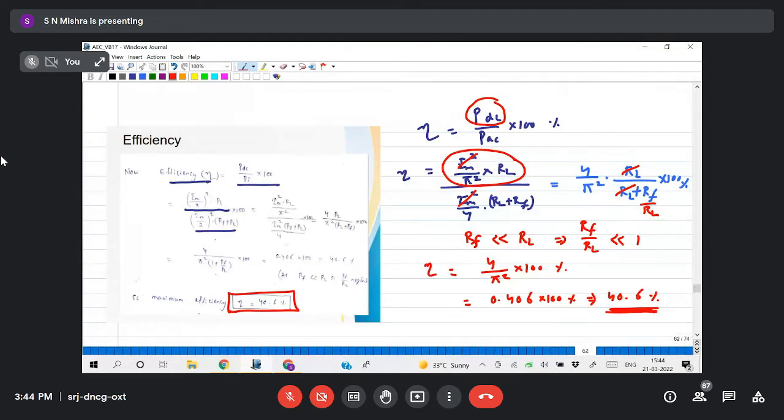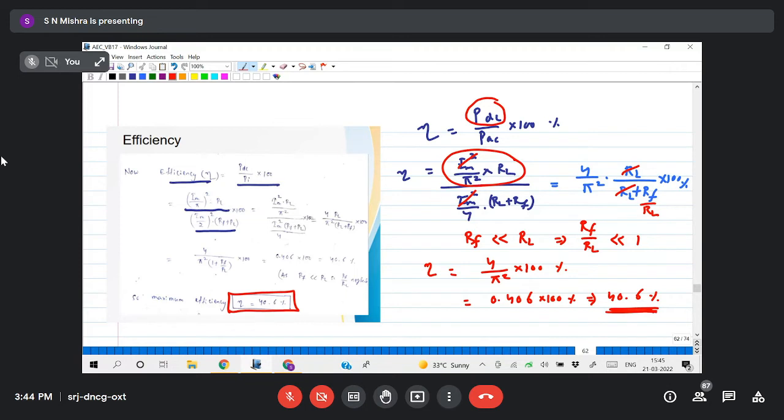Whether it is good or bad, if efficiency is less, in this case we are getting less than 50%, is it good or bad? Bad, sir. Right, bad. Okay, so this is one parameter we have seen.